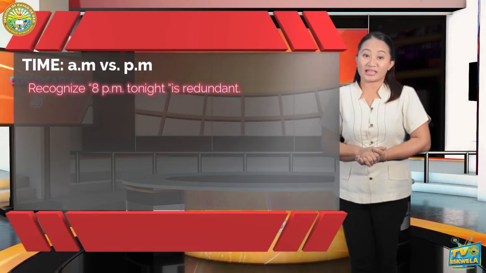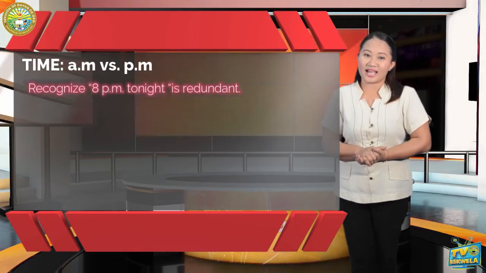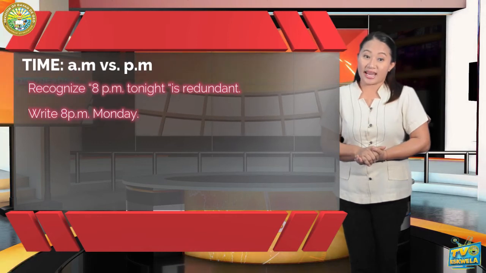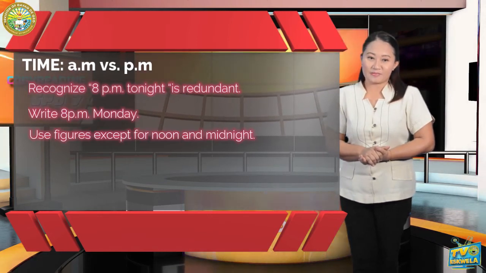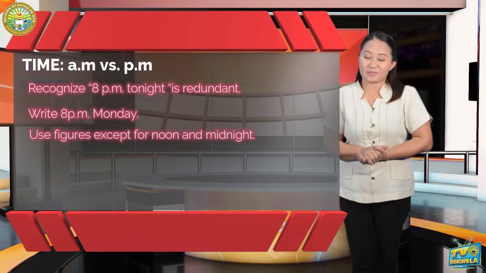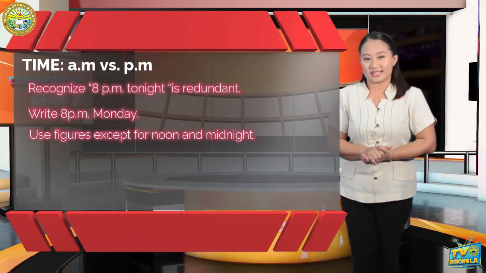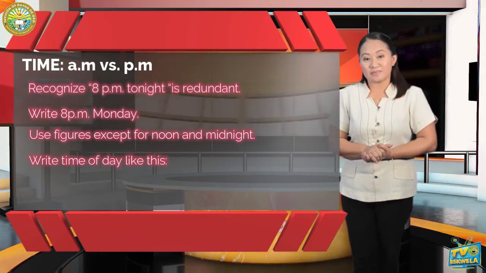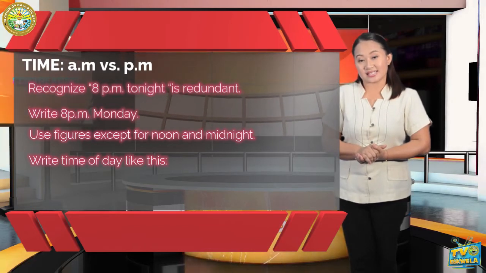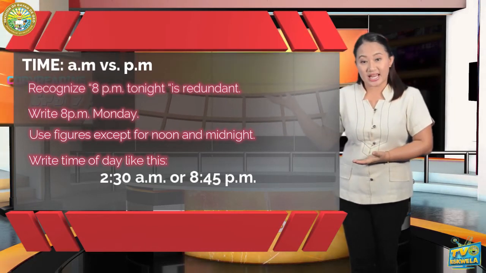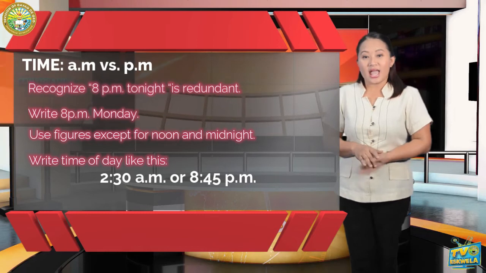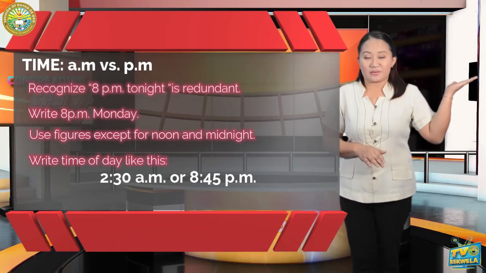Time, AM versus PM. Recognize that 8 p.m. tonight is redundant. Write 8 p.m. Monday. Use figures except for noon and midnight. Write time of day like this, 2:30 a.m. or 8:45 p.m.